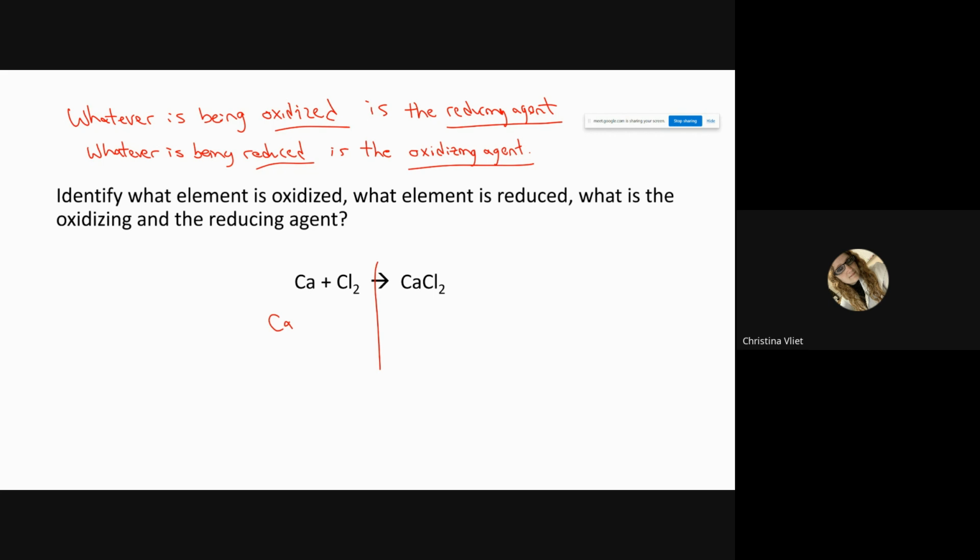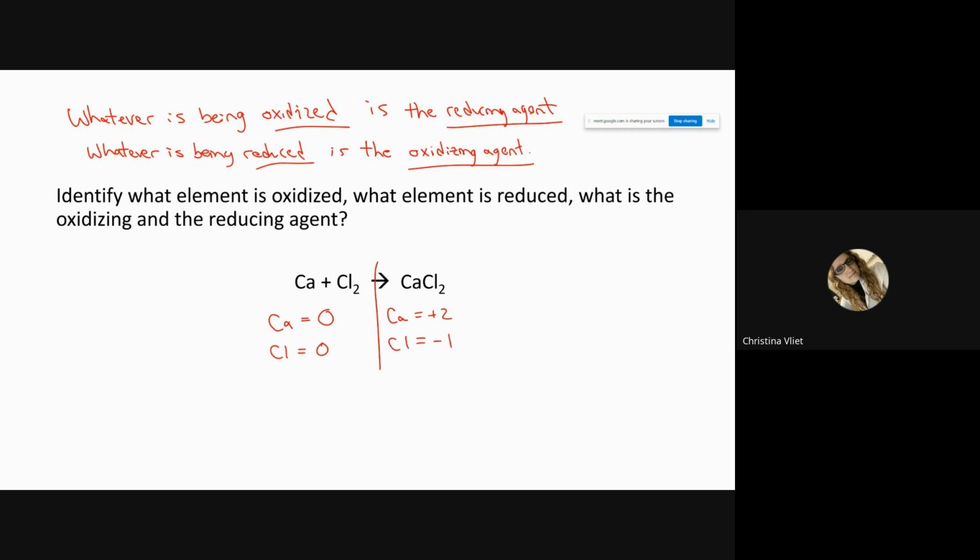What is the oxidation number of calcium? It is an element by itself. It hasn't gained electrons, hasn't lost electrons. Its charge, its oxidation number is always 0 if it's in its standard state. Chlorine on the reactant side is also in its standard state. It's just an element. So it would also be 0. In the product side, calcium is in an ionic compound. So what we get is charge from the periodic table. Calcium would be +2, and chlorine would be -1.